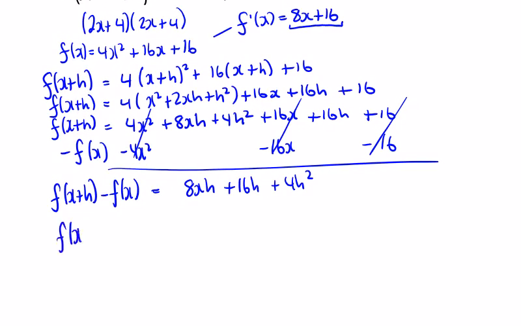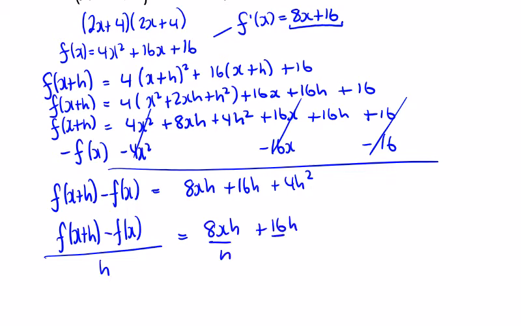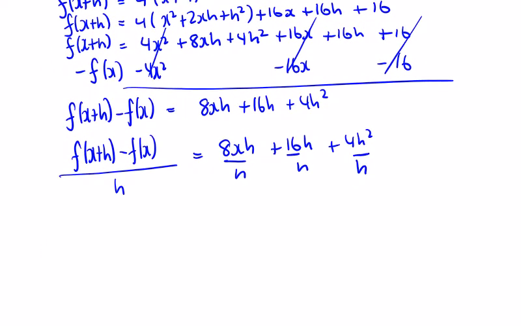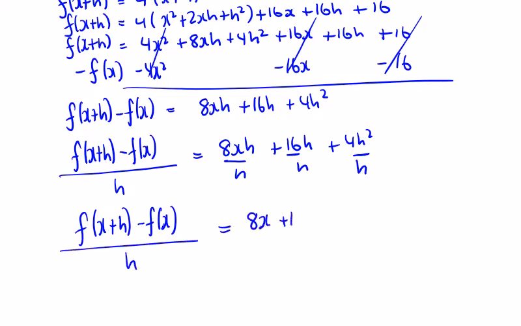So f of x plus h minus f of x divided by h is equal to 8xh over h, if you want to put them all over h, plus 4h squared over h. Don't skip stages within this question. You can lose marks if you don't have all the information down the left. So you're better off doing an extra step rather than one too little. Is equal to 8x plus 16 plus 4h.